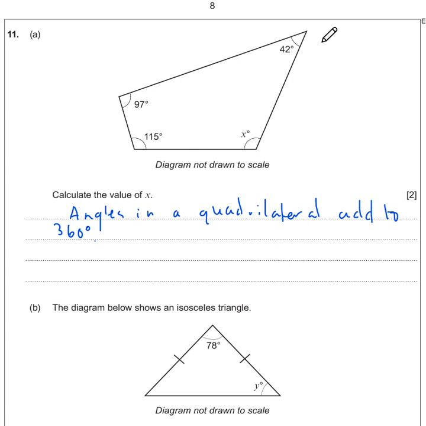So we've got x, haven't we? We know the other 3 angles. So in this case, if we add up 97 and 42 and 115, that gives us 254. So what's left? We take 360 and take away 254. And that leaves us with x is equal to 106 degrees.